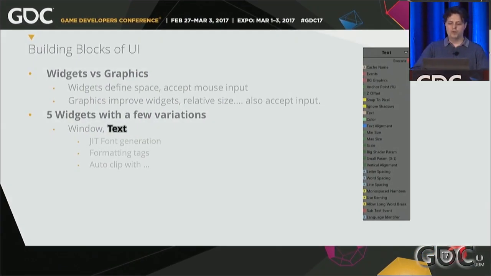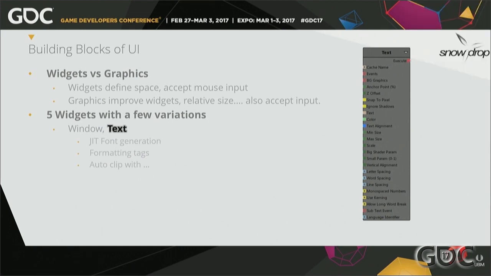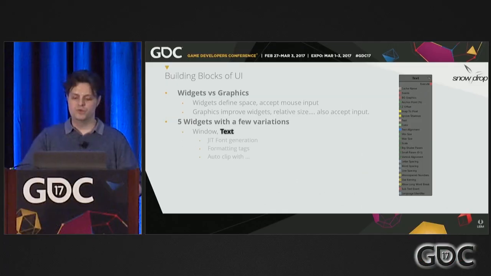Text is our primary mode of communication. All our fonts are generated on the fly to keep memory down to what we use. The system has a rich formatting library to help customize text in additional ways by adding icons, line breaks, coloring, and much more.